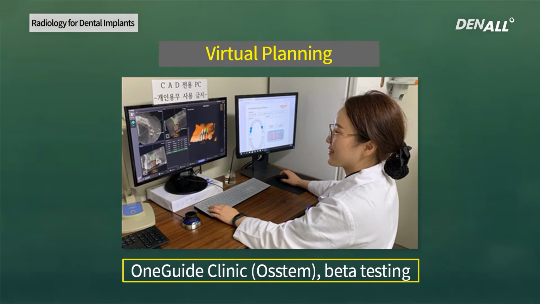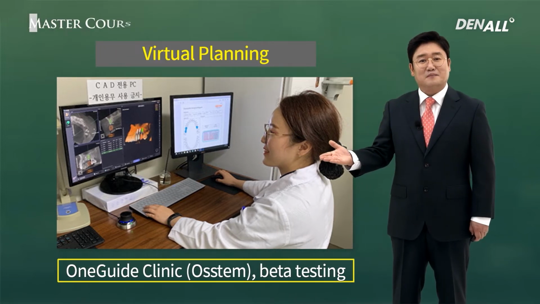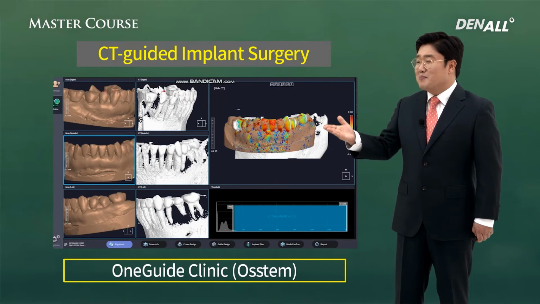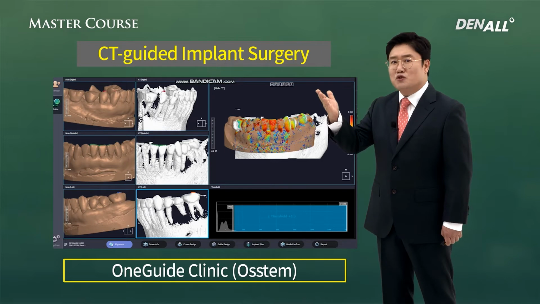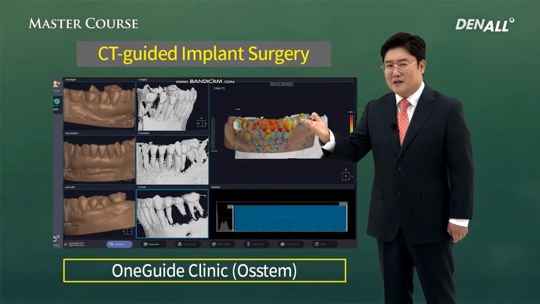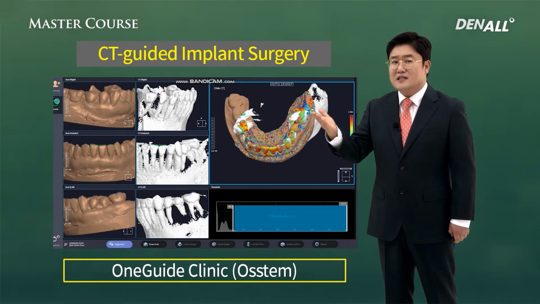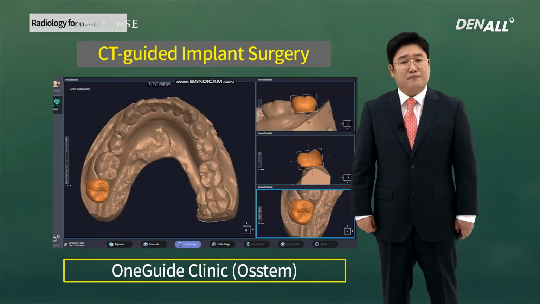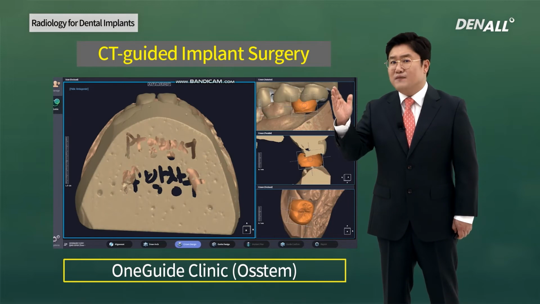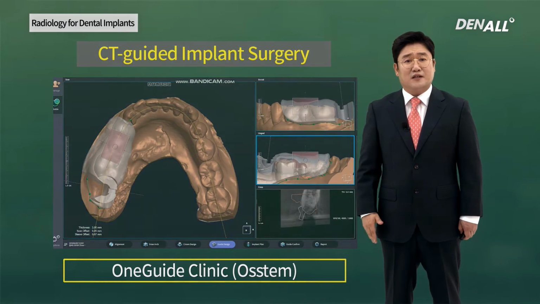Implant Studio is used quite widely. To replace that, Osstem is developing one guide clinic. It is under beta testing right now. If you look at here, digitally guided implant surgery, the most important thing when it comes to that is the CT information. CT, cone beam CT, without CBCT, digitally guided implant surgery is not possible. The most important information is provided by CBCT to the digitally guided surgery.